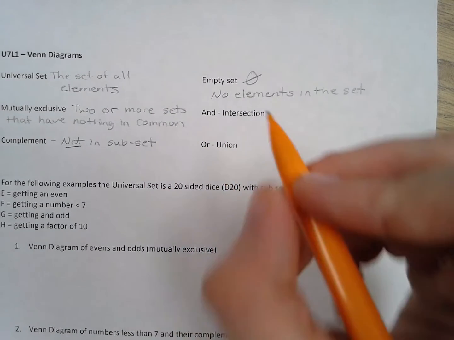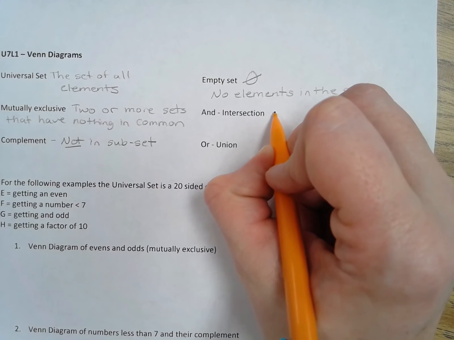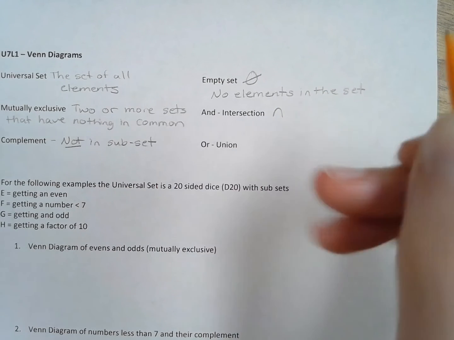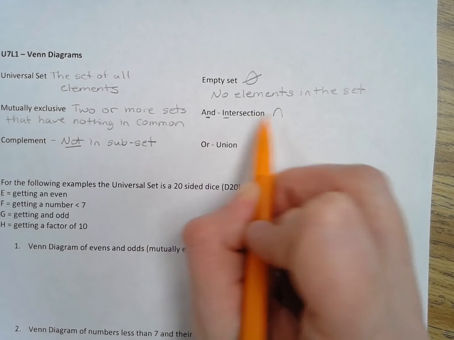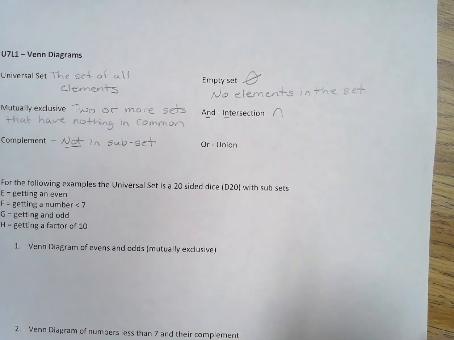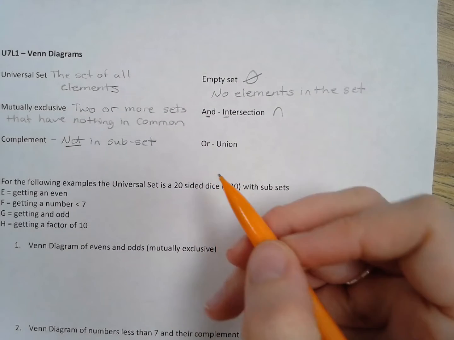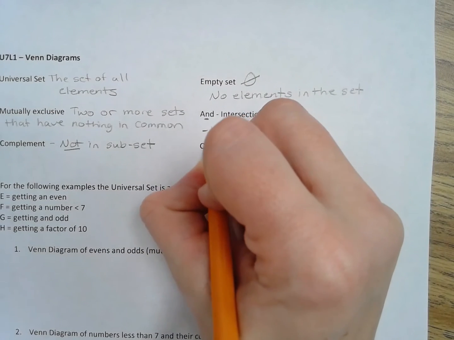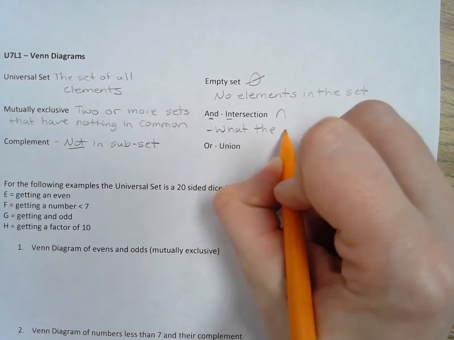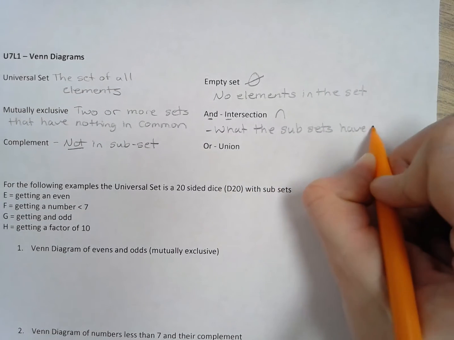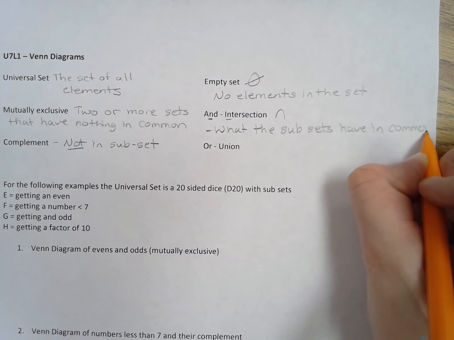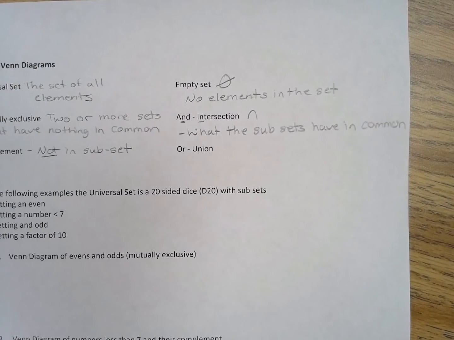An intersection, we actually use the symbol, it's an upside down U. I think about it as the word and has the letter N, or even intersection has the letter N, so it looks actually like an N. So when we're talking about an intersection, we want the intersecting of those two subsets. So it's what the subsets have in common. We'll look at an example of that here in just a moment.